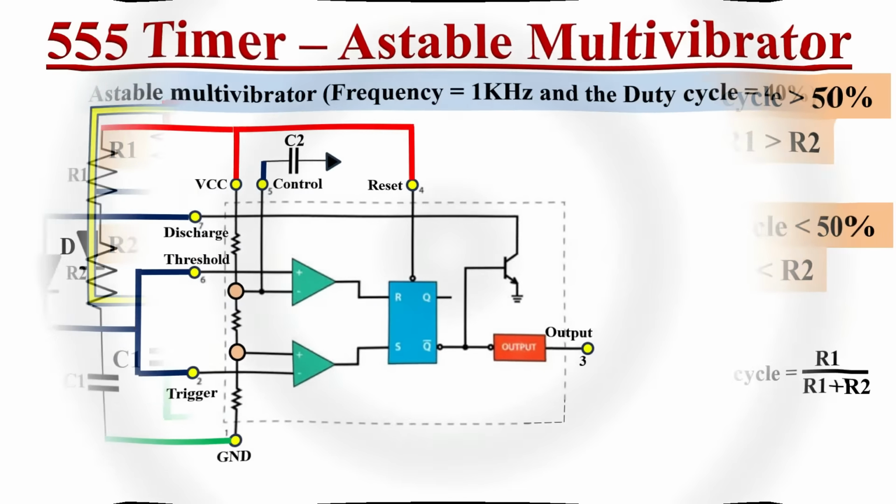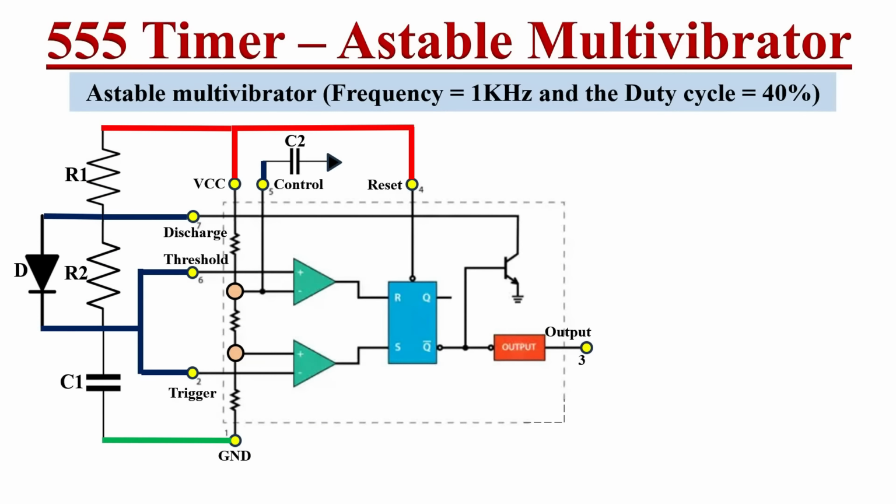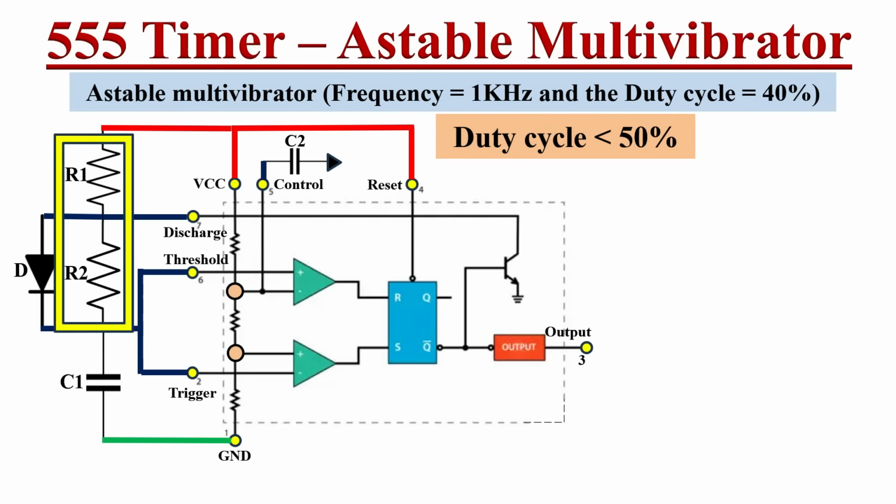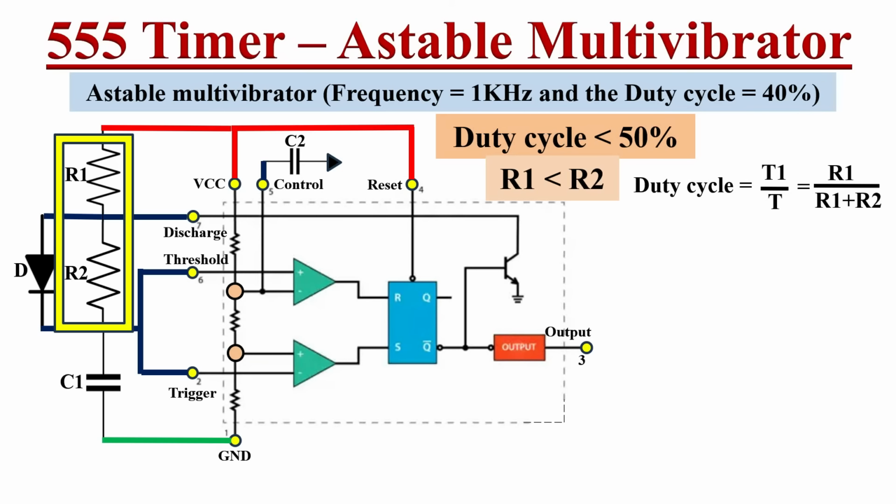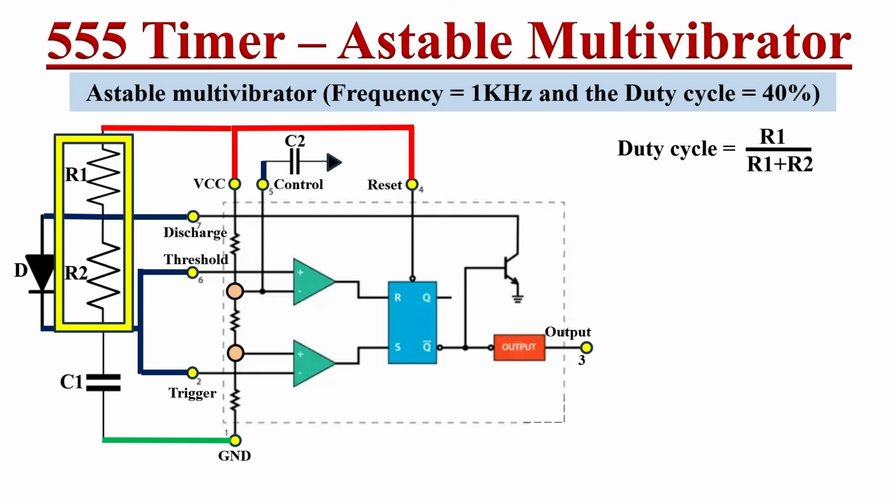So now let's try to design an astable multivibrator circuit whose frequency f equals 1 kHz and the duty cycle is equal to 40%. Here the duty cycle is less than 50%. So to get a duty cycle of 40%, the value of resistor R1 must be lesser than R2. Duty cycle equals T1 by T. That equals R1 by R1 plus R2. Here our duty cycle is 40%. So 40% equals R1 by R1 plus R2.